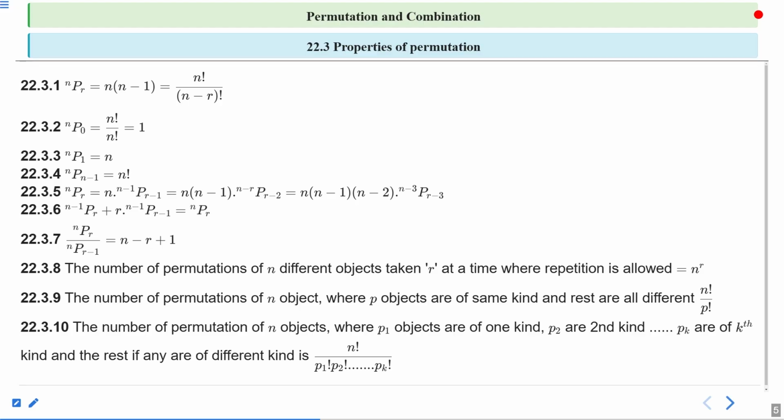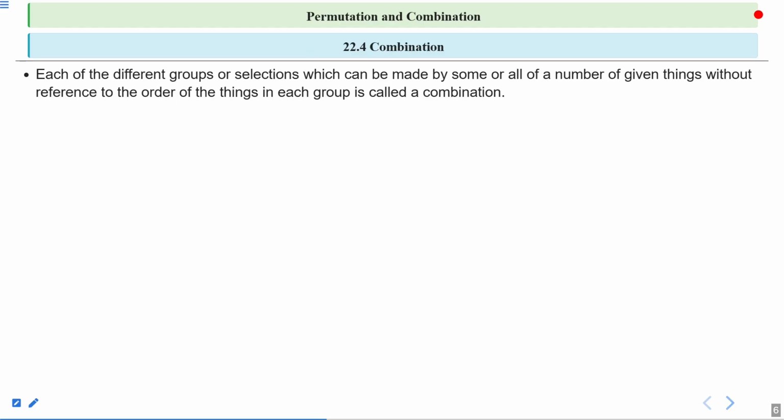Next one, combination. Each of the different groups or selections which can be made by some or all of a number of the given things, without reference to the order of the things in each group, is called a combination.